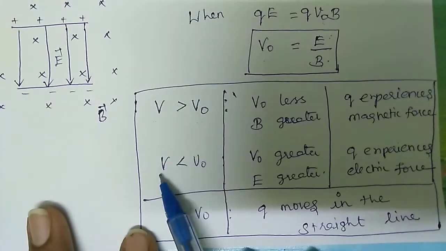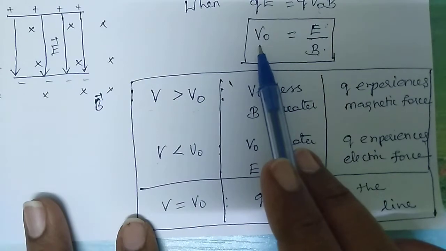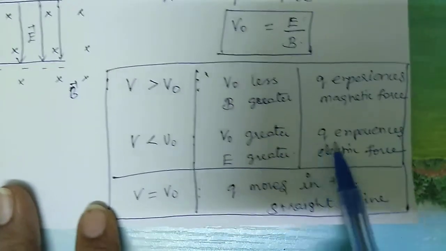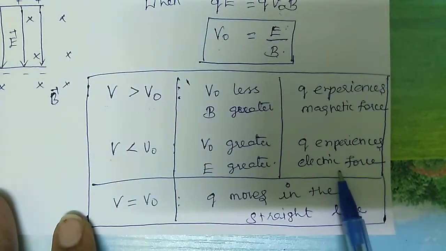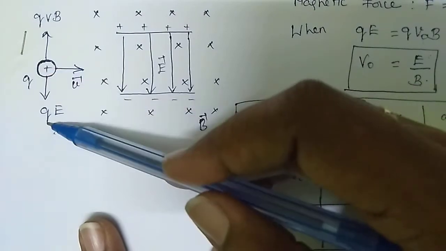If V is less than V0, then V0 is greater. When does V0 become greater? When E is greater, then V0 is greater. Then the charge experiences mainly the electric force, and due to the electric force, the charge will move.